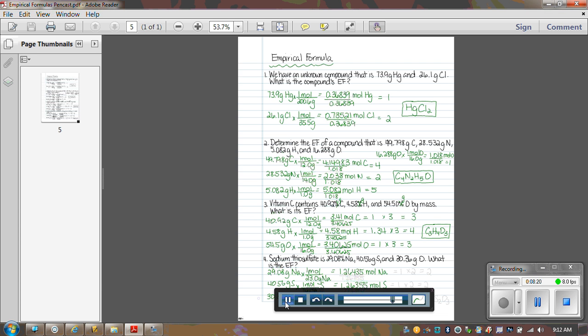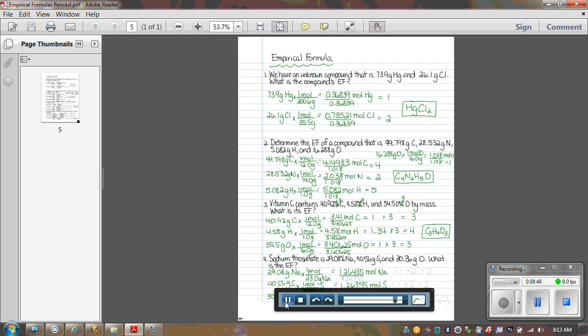And then for oxygen, 30.36 grams of oxygen. Oops. Silly me. This should say 32.1 grams, and that number is right. I just wrote the wrong thing. And you end up with 1.8975 moles of oxygen. So the smallest is going to be our 1.26355.